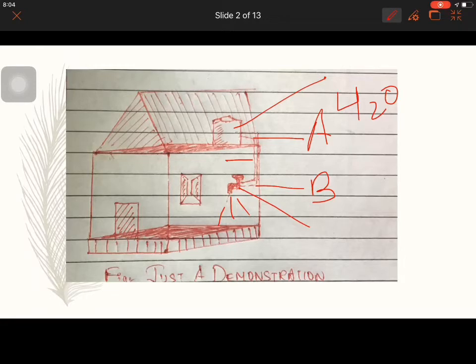That concept is gravitational potential energy. So you might all have heard about it in class 9.